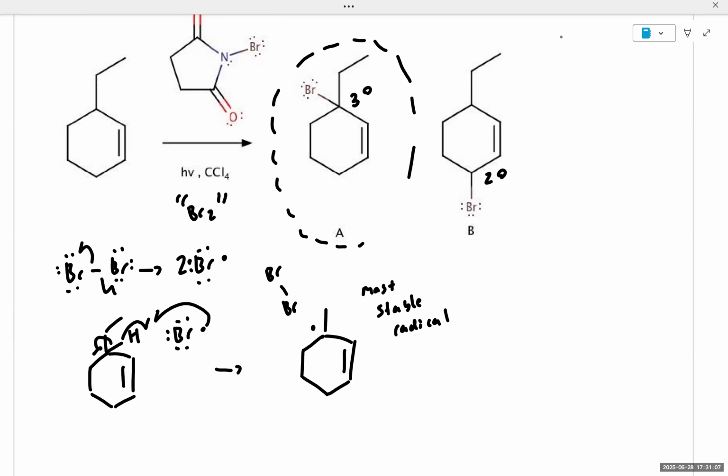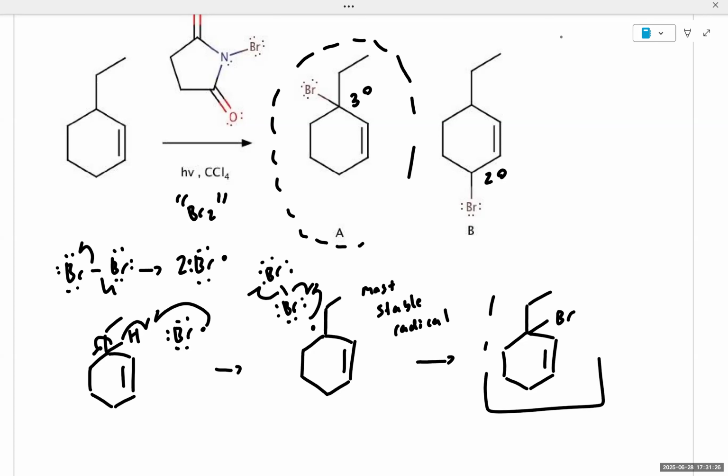From here, we abstract a bromine atom, and that in turn yields our desired allylic bromination product A. So again, radical bromination favors bromination at the allylic position and the most substituted allylic position because that's the most stable radical.